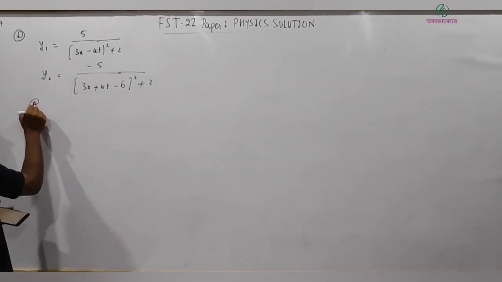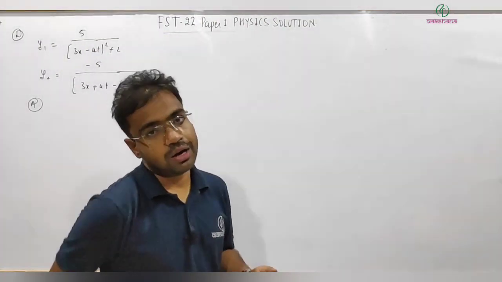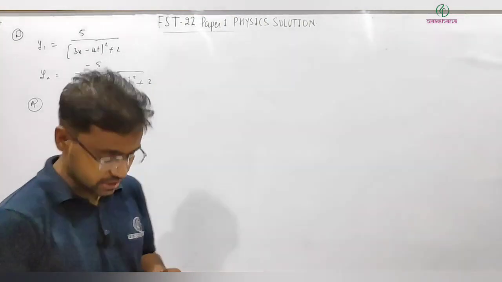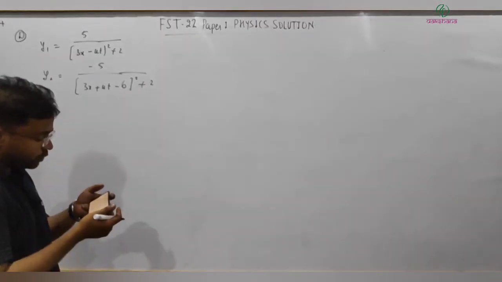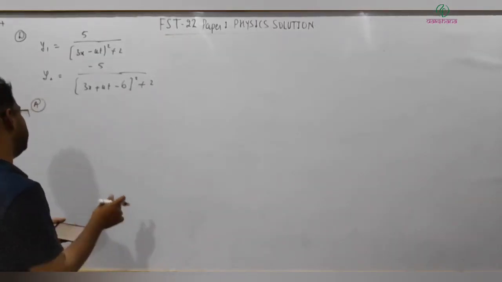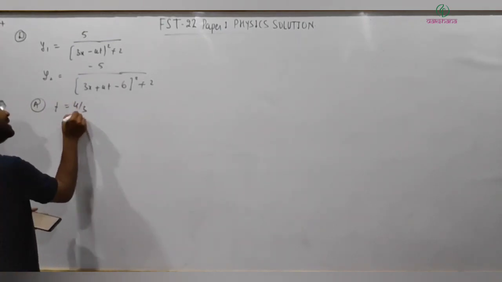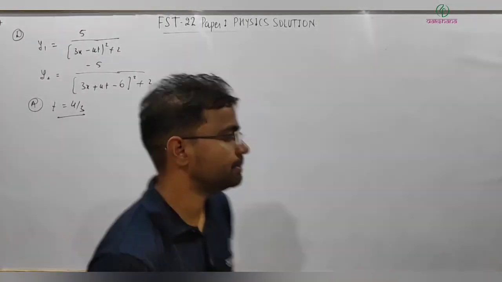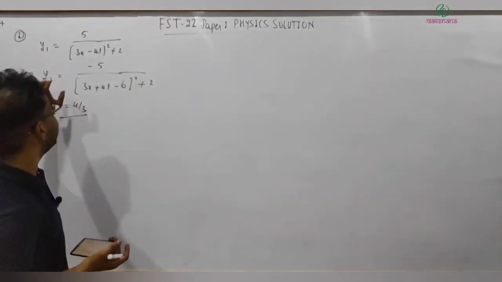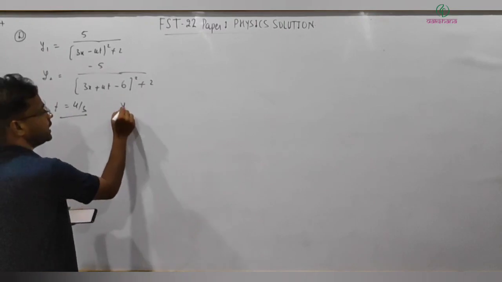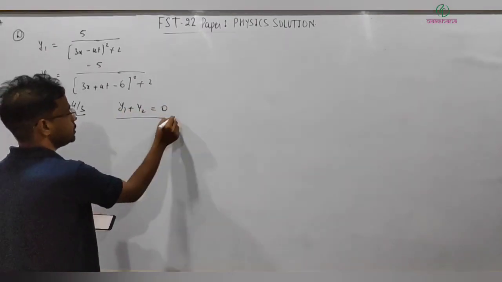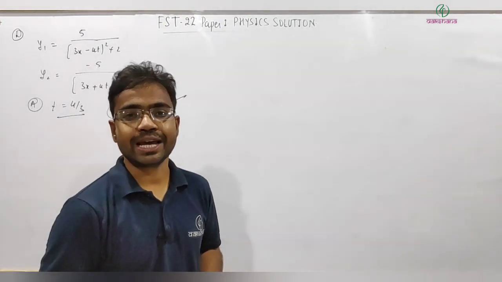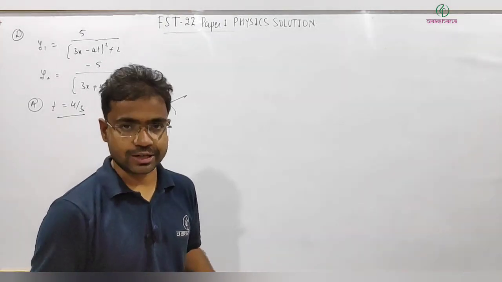Some options are given and we need to check whether they are correct or wrong for these two pulses traveling on the same string. Option A: at t = 4/3, the two pulses cancel each other. The way to check whether two pulses are cancelling each other is simply to substitute this value and check whether y1 + y2 is equal to 0. If it is 0, yes, the pulses will cancel out. If it is non-zero, they will not cancel out.